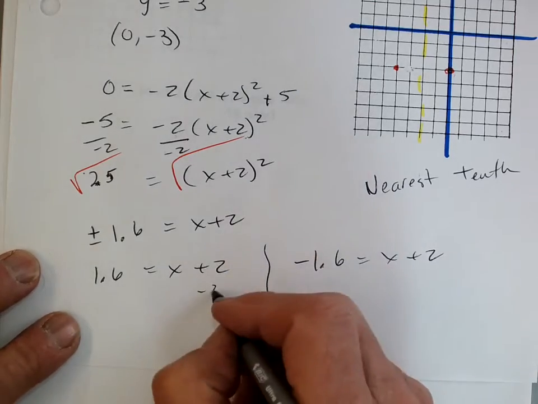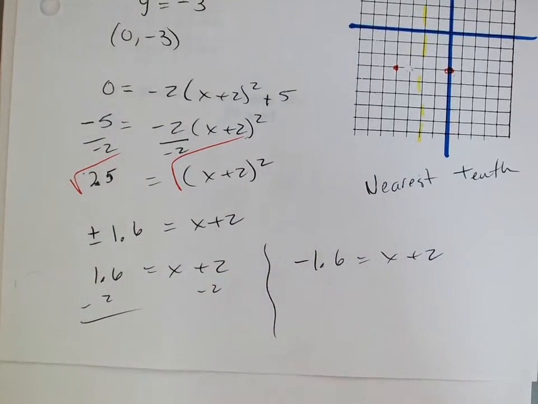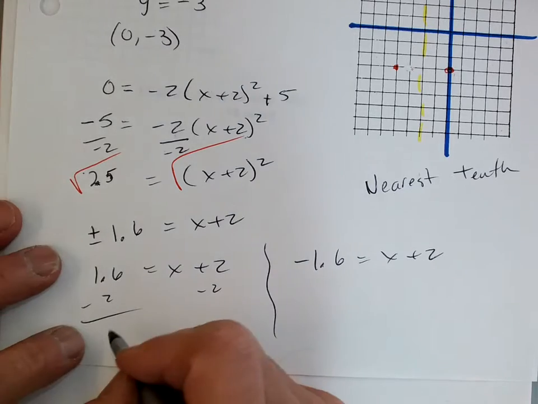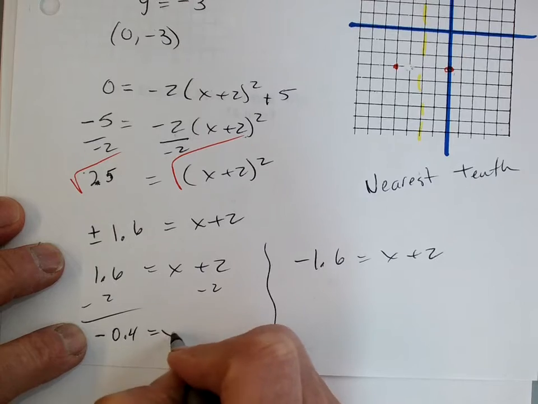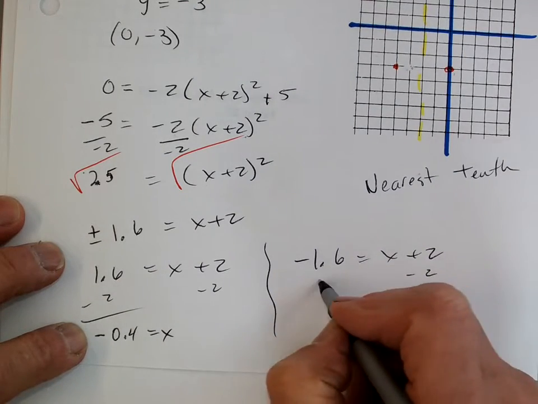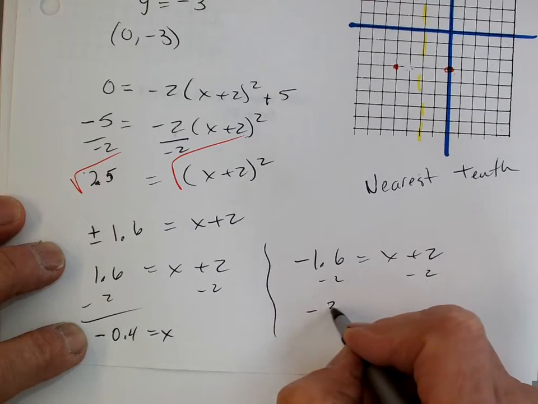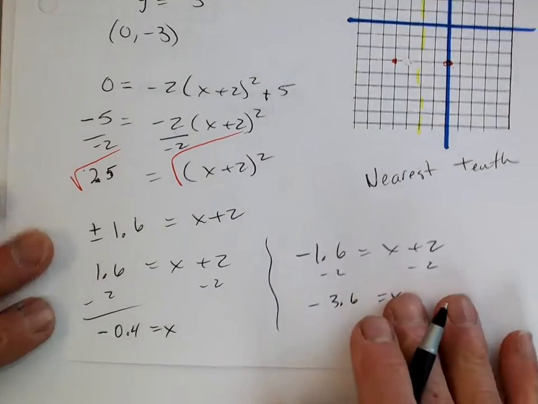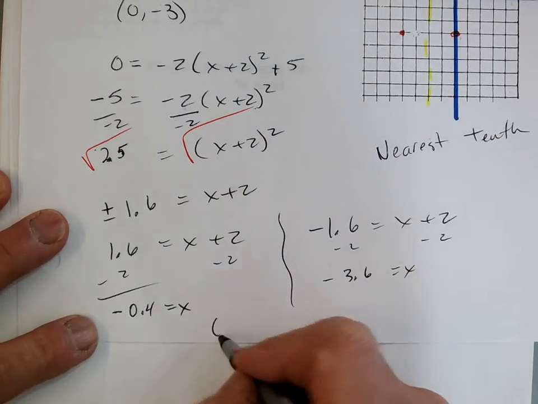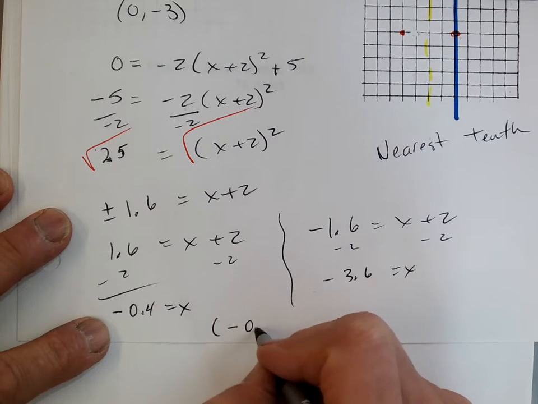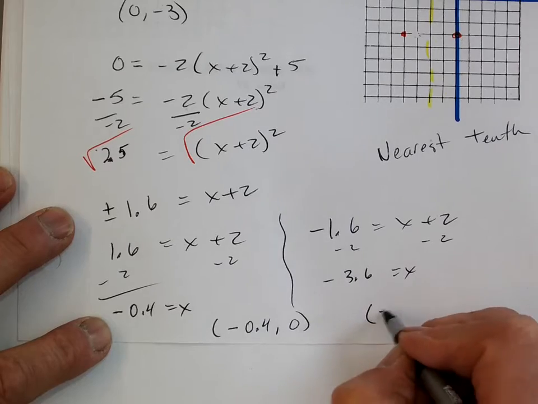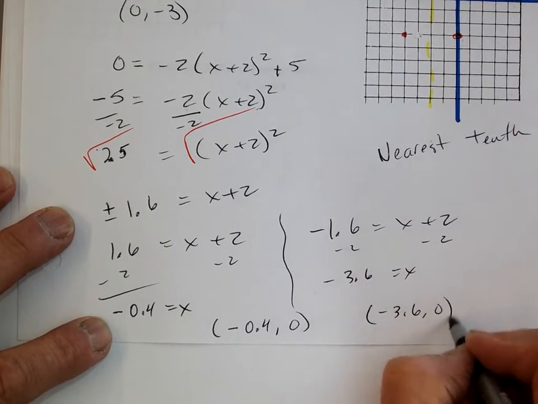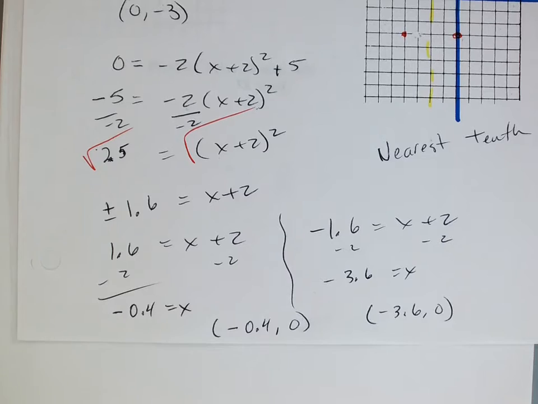So I've got 1.6 equals x plus 2 and negative 1.6 equals x plus 2, right? Minus 2, what is that, a 0.4? Negative 0.4 probably. Minus 2, and I get a negative 3.6. So, as a coordinate, I'll have negative 0.40, and as a coordinate of negative 3.60. Capiche? Or better yet, comprende?